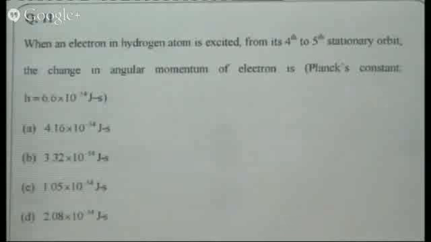कितना आ रहा है? C, 1.05 10 to the power minus 34. आपका भी C आ रहा है? दोनों का सही आ रहा है तो फिर गलत कैसे हो सकता है? Right option is absolutely right, is C. Great. Next slide.